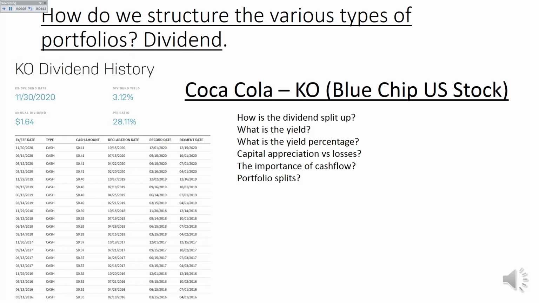So how do we structure the various types of portfolios in a dividend paying portfolio? Well, what I've done here is I've taken a little screenshot of Coca-Cola, ticker KO. It's a blue chip company, it's a mature company. Even if you're not an investor or a trader, everybody knows Coca-Cola. And what we can actually see here is they're a US company, is the type of dividends that they're paying.